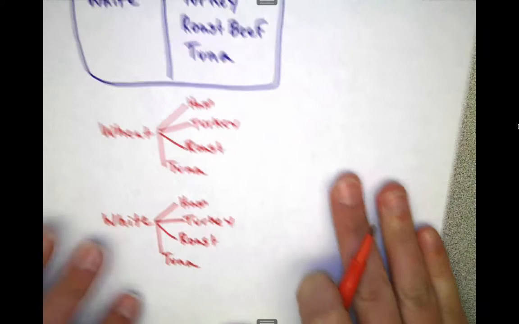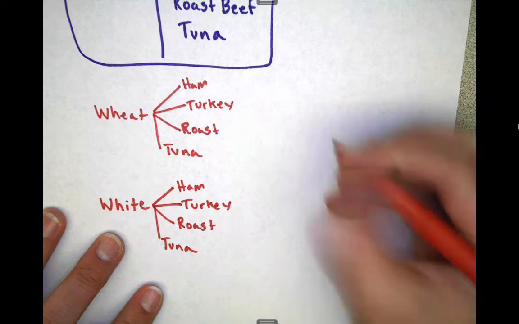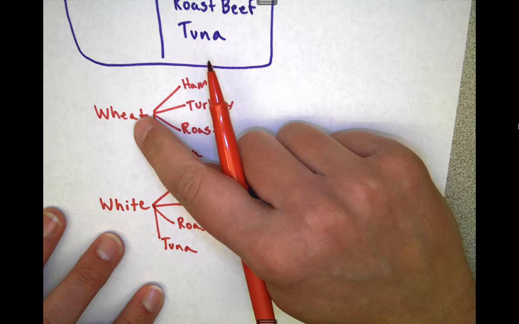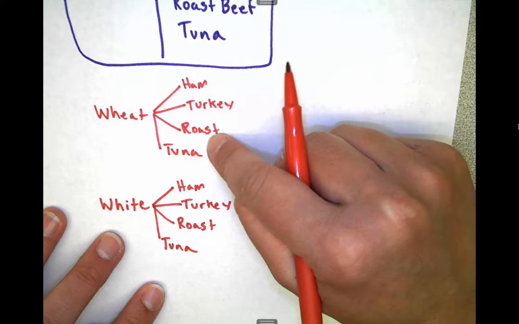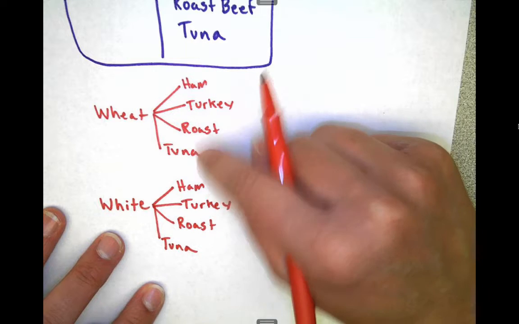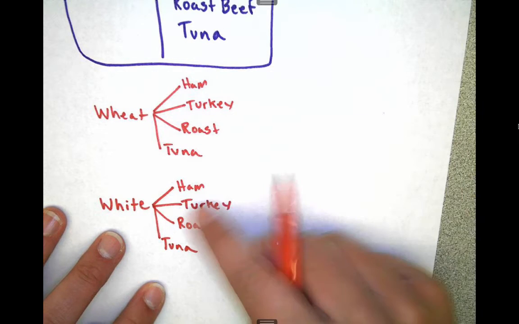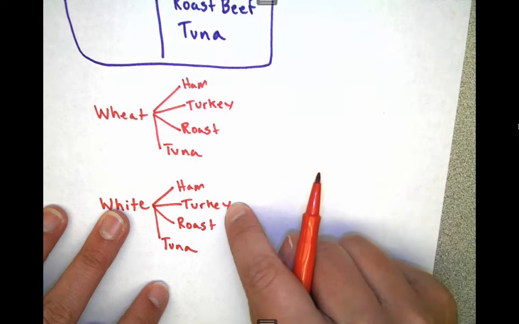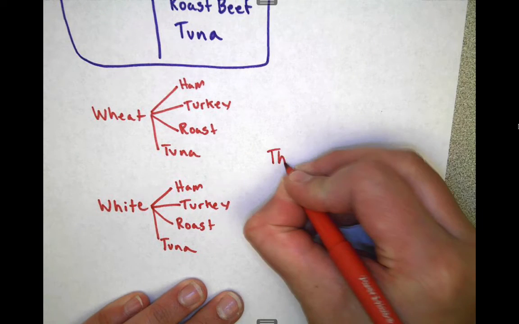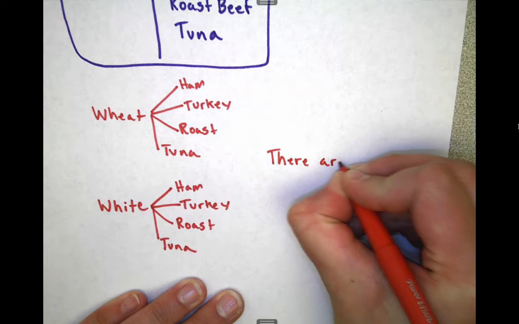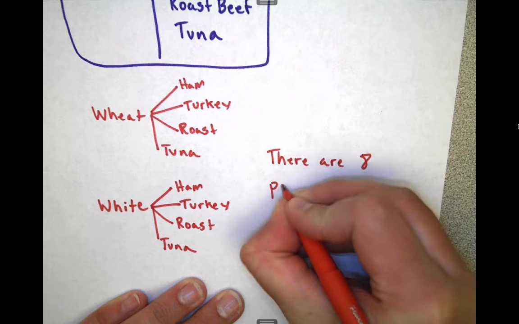That's your tree diagram. So now we have our diagram. How many outcomes are there? Well, wheat with ham is 1. Wheat with turkey is 2. Wheat with roast is 3. Wheat with tuna is 4. So 1, 2, 3, 4. And then white with ham, that's 5, 6, 7, 8. There are 8 possible outcomes. So we're going to write there are 8 possible outcomes.